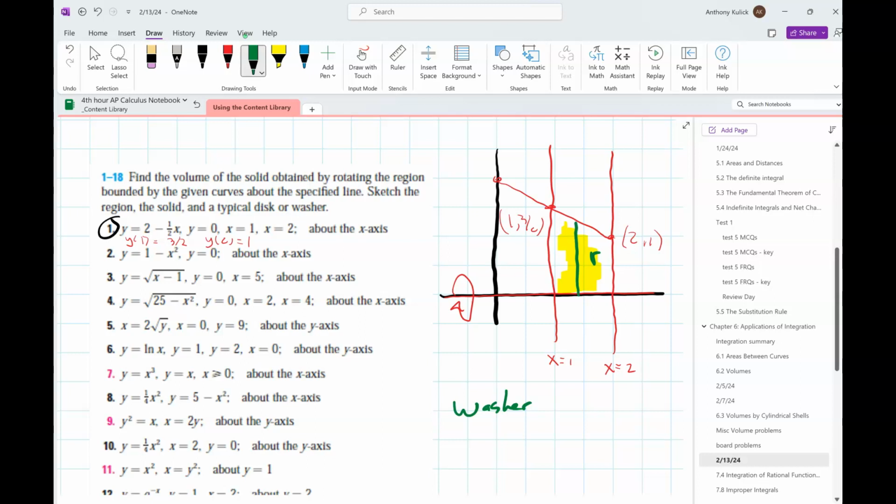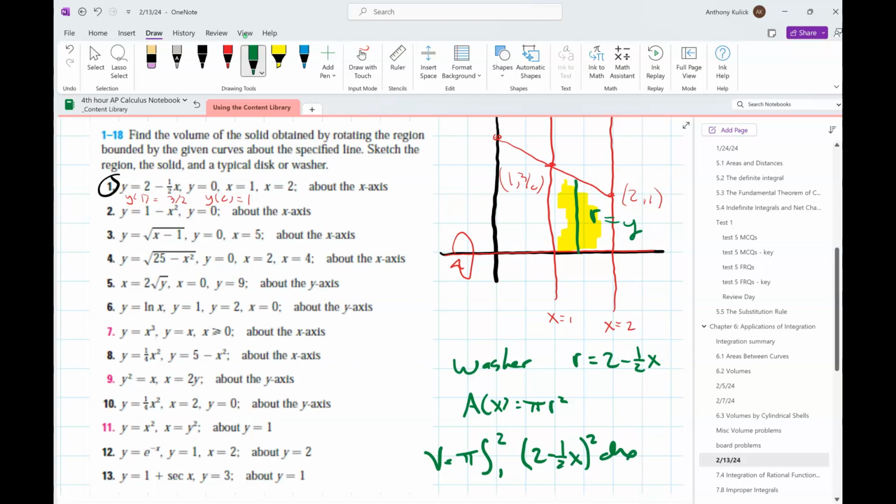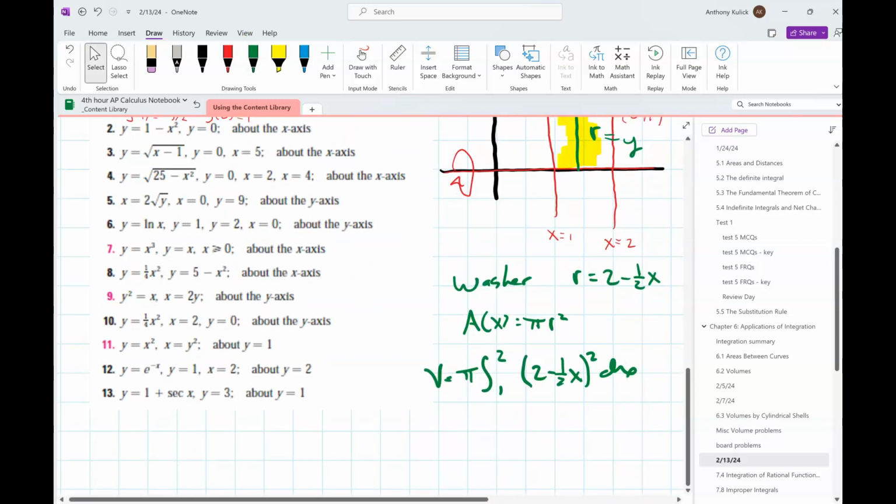That's my R. What's R going to be? 2 minus 1/2 x. Yeah, it's the y, so 2 minus 1/2 x. And so we're just going to be integrating from 1 to 2 of (2 minus 1/2 x) squared dx. Does that feel okay? Yeah, that's what I had. So maybe let's do the integration here. We'll do it by hand. Make sure we get it.